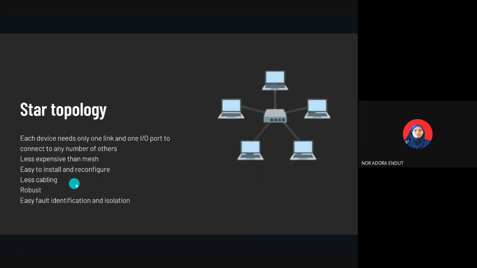Okay, less cabling is a given lah. It is robust and also still have easy fault identification and isolation. Sebab apa? Sebab setiap satu kabel ni ada one dedicated port on the interconnecting device. So kalau line yang ni yang down, you can recognize at the port. Okay, so kamu tahulah port mana yang down, yang lain masih berfungsi. Okay, so usually this is the most famous topology in terms of physical topology now lah. Usually kita gunakan dalam LAN pun macam ni. Okay, but one wide area network is a different story.